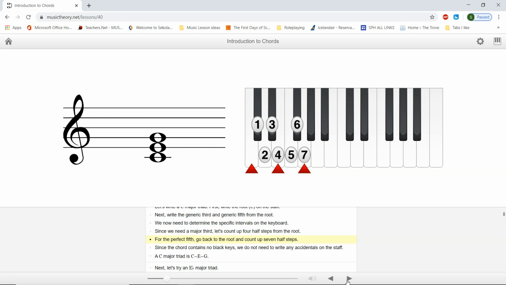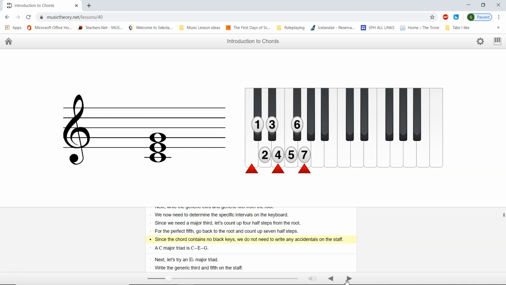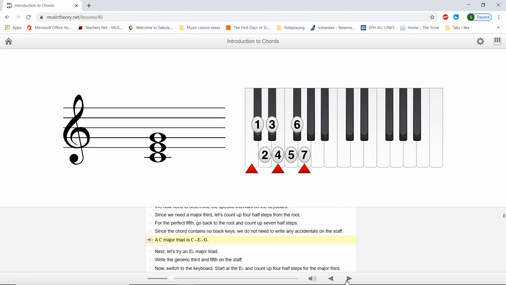So we need the 4th half step away, and we need the 7th half step away, and those are all white keys. The chord contains no black keys, meaning sharps or flats. So we don't need to write any accidentals for a C major chord. Therefore, a C major triad is C, E, and G.